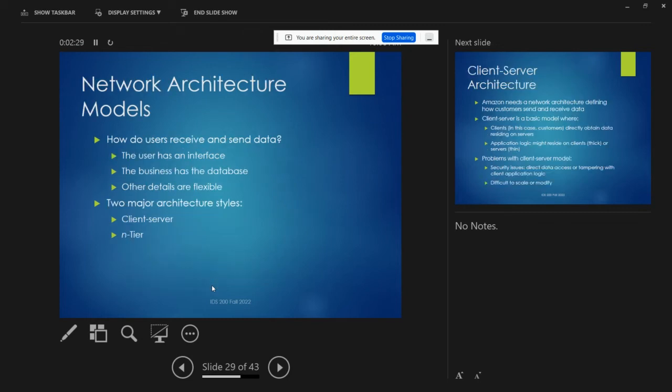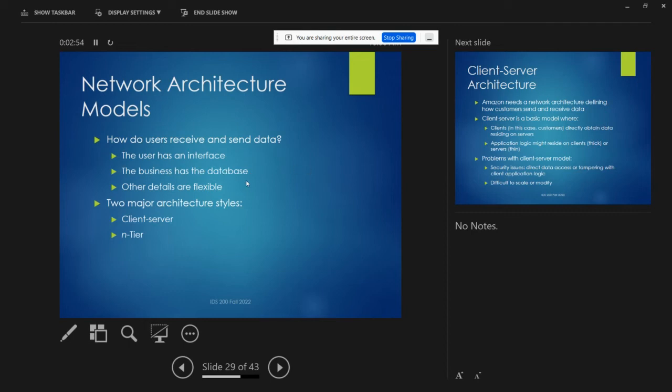Next up, network architecture models. So let's talk about how users send and receive data, right? Because that's how this transaction processing works. You have a bunch of users connecting to the system to do what they've got to do. First of all, the user has some interface, some way to get into the system. Like you go to Amazon.com and to some extent you're in the system.